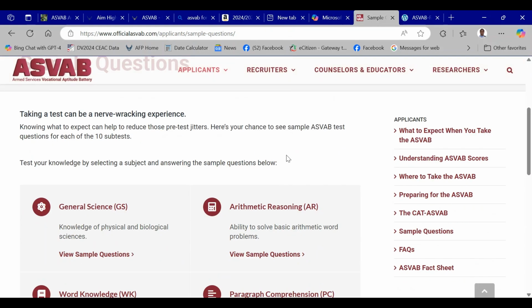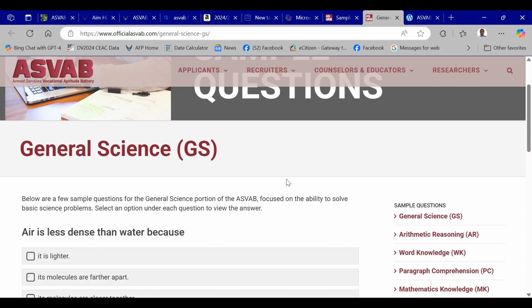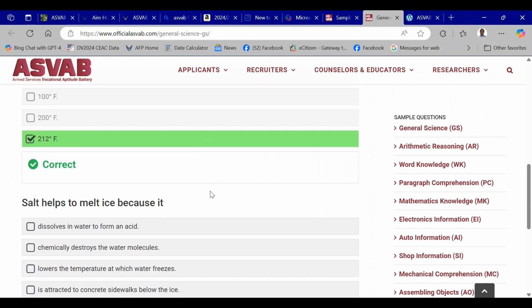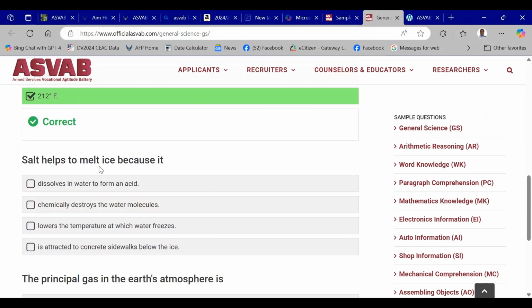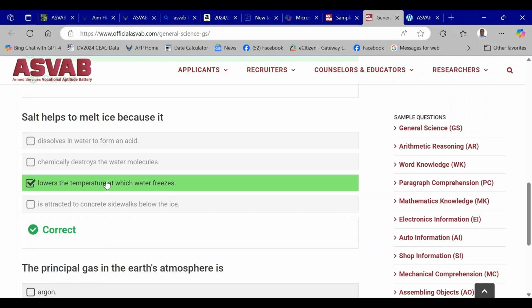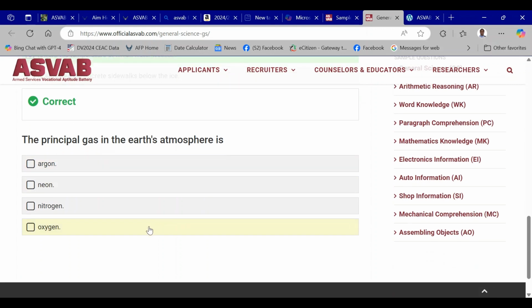Okay, let's go back. Sample test. Let's say sample for general science. Click here. Oh, 212. This one is correct. Salt helps to melt ice because it dissolves in water to form... I don't know. Yes, this one is correct. The principal gas that occurs in the Earth's atmosphere... I think it used to be nitrogen. Yes.